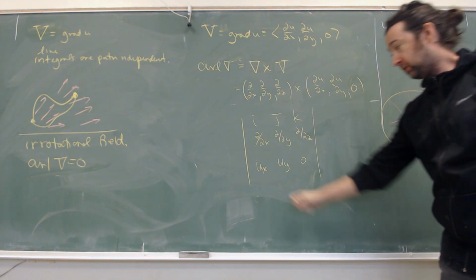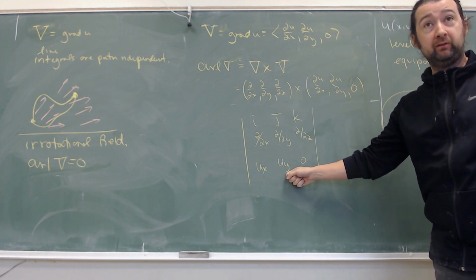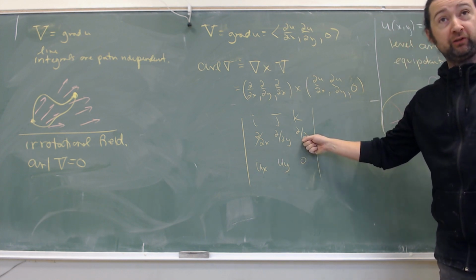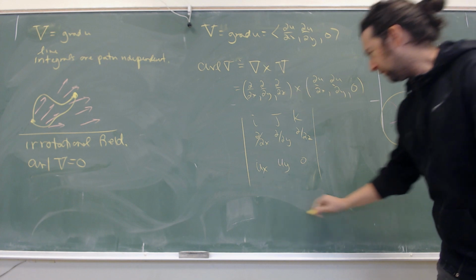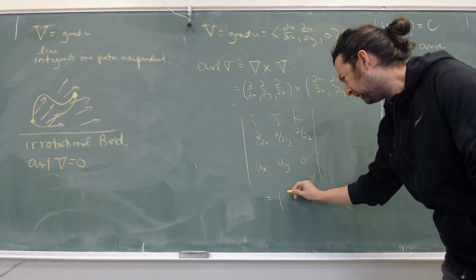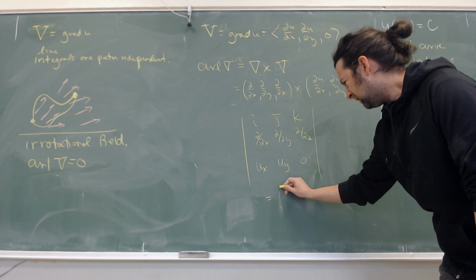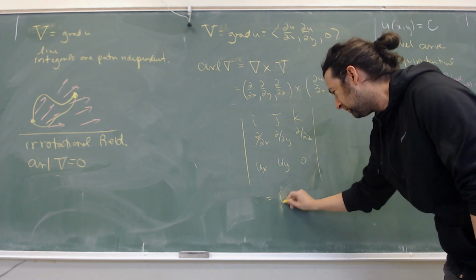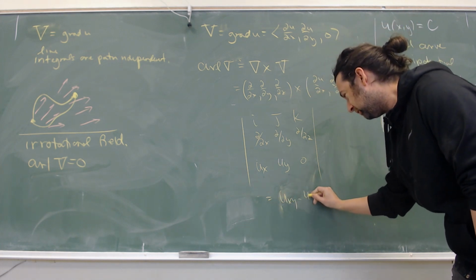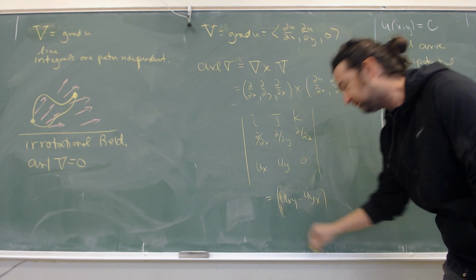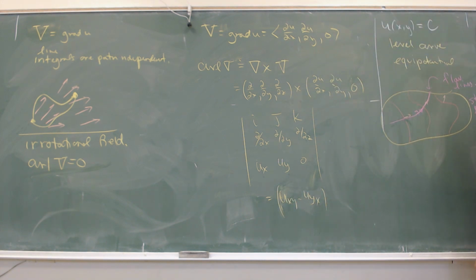well, remember u and x are functions of just x and y, right? So if you take their z derivatives, you get 0. So if you finish grinding through this, I think what you end up with is something like uxy minus uyx is what ends up falling out of this thing in the k direction.